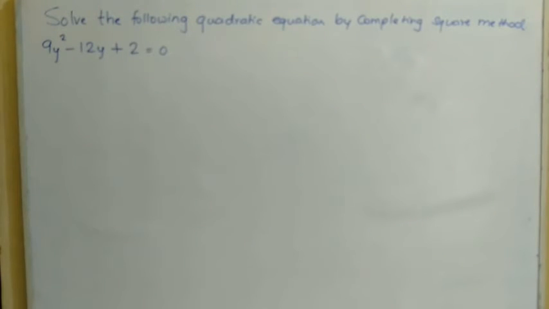Okay, now we have the second question. I am taking one more question: 9y square minus 12y plus 2 equals 0.